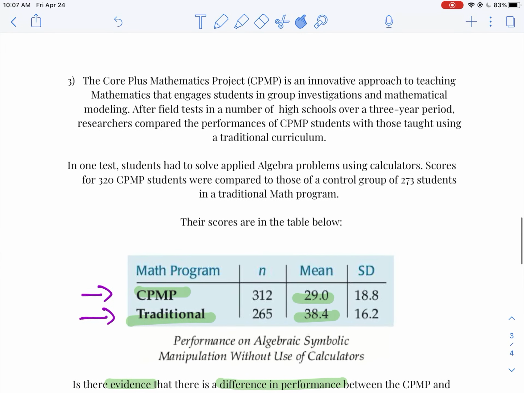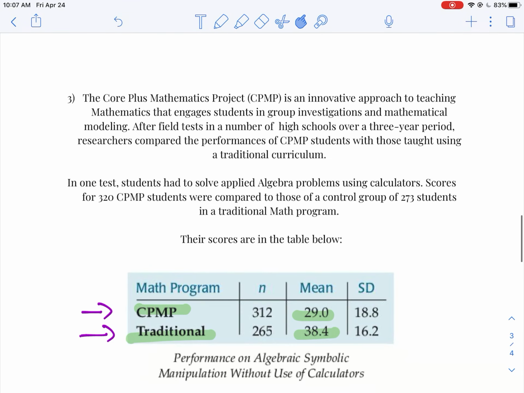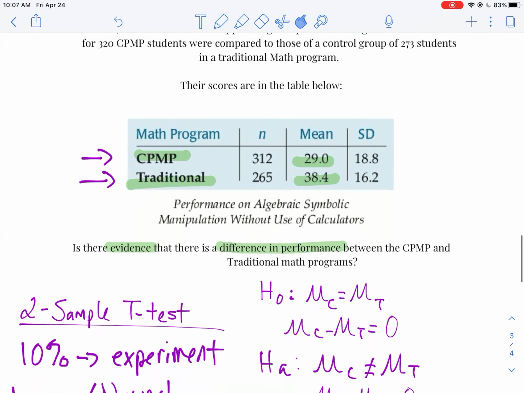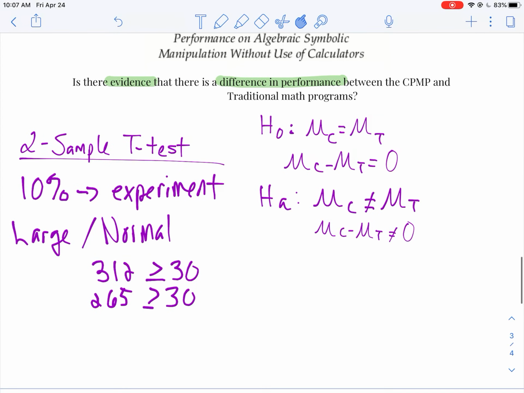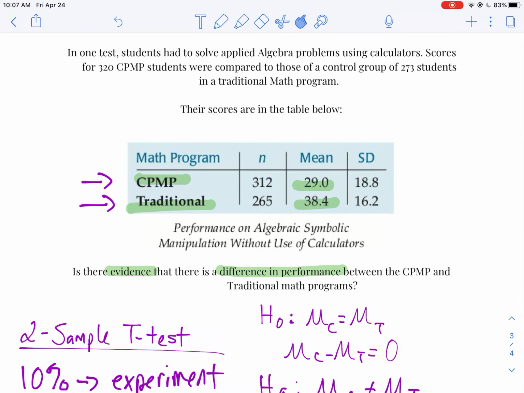You want random assignment. They don't mention that here, but let's see, I'm even double checking. Yeah, I'm not really seeing random assignment, but we'll assume that since it's a well-done experiment, that should be happening. All right, so since we've got all the information we need, I'm going to pull up the calculator, and we're going to calculate this out.